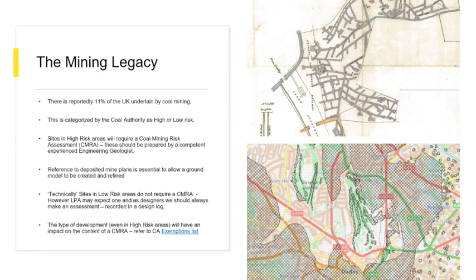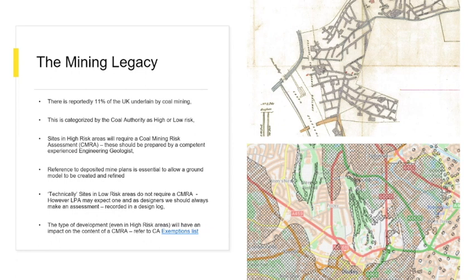And further to that point, 11% of the UK is underlain by coal mining. I'm going to come to the Coal Authority on a couple of occasions during this talk. So the Coal Authority categorise mining as high or low risk.